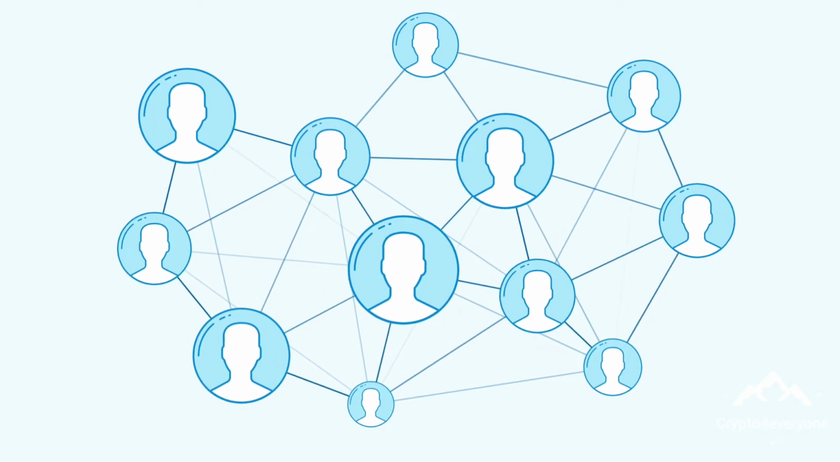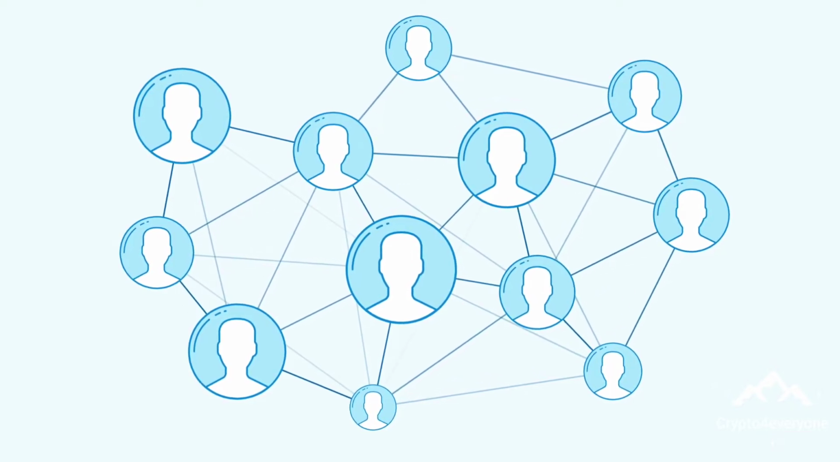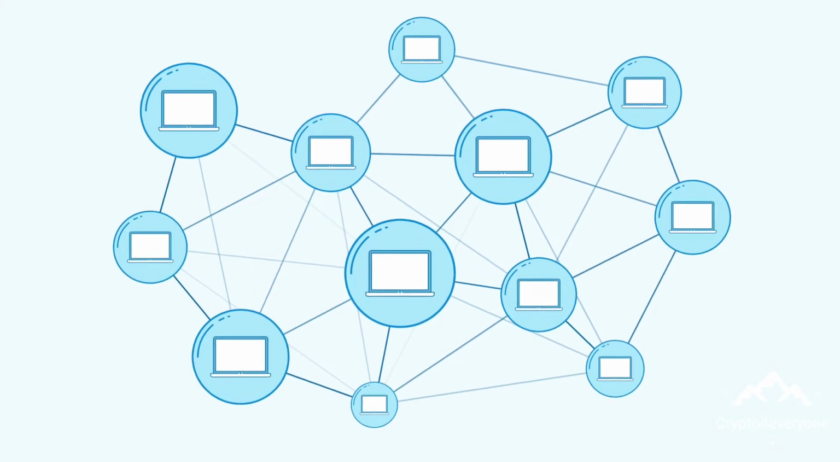Networks. An introduction to networks. A network can be described as a group or system of interconnected people or things. And in the world of digital, which also encompasses blockchain, we're referring to connected devices.